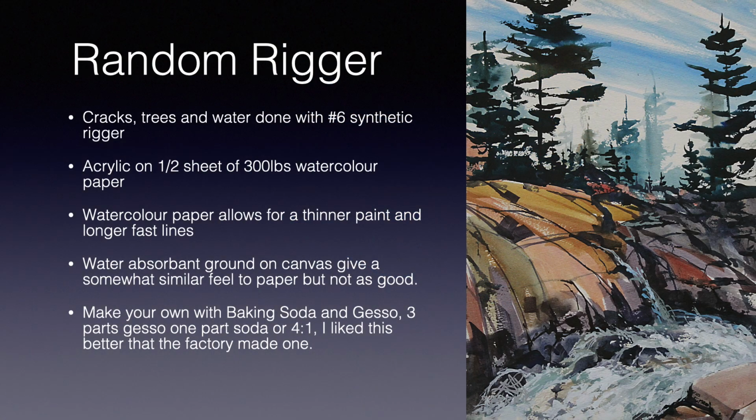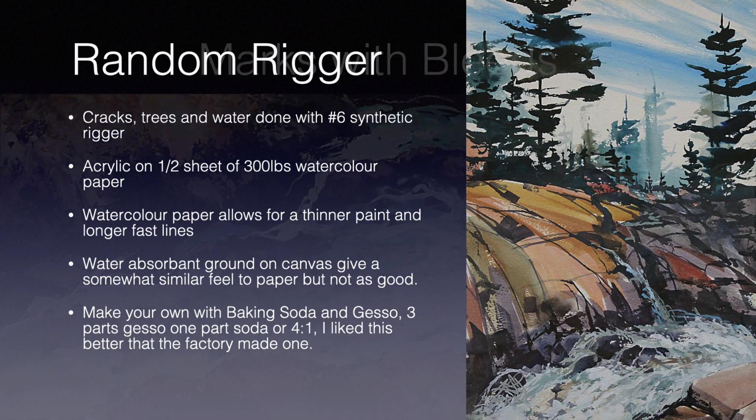This painting, done on watercolor paper but using acrylic paints, had all the lines you see in here created with the rigger as shown in the samples on the previous slide. Watercolor paper gives you the ability to do fast, energetic strokes with very thin paint. You can add a water-absorbent medium to your canvas, which will make the canvas behave a little bit more like watercolor paper, but nowhere near as good.